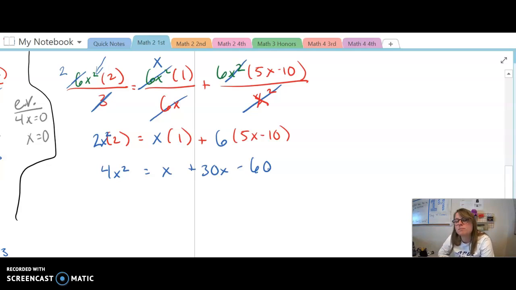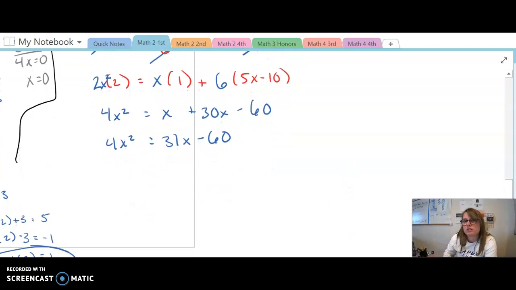Alright, now I'm going to combine like terms. So I have 4x squared equals 31x, because x plus 30x is 31x, minus 60. I notice I have a quadratic, so that means I have to set that a, b, and c equal to 0. So I'm going to move everything over to the left side. So that means I'm going to have 4x squared minus 31x plus 60 equals 0.